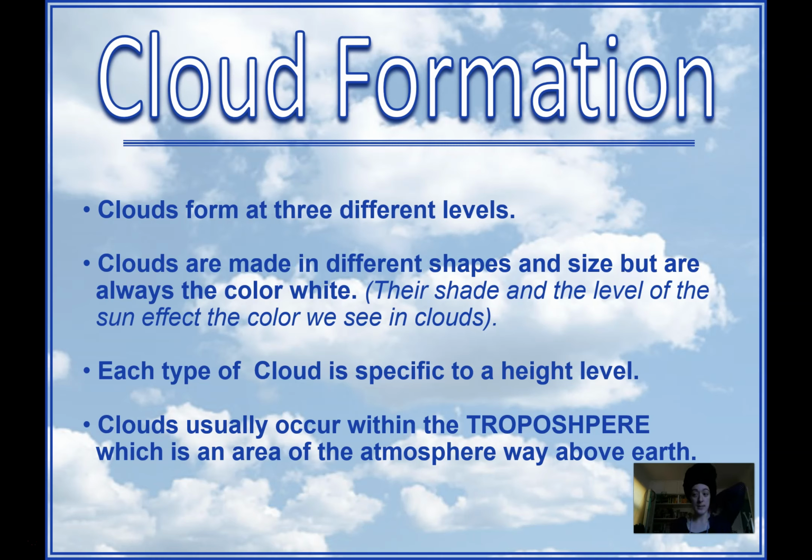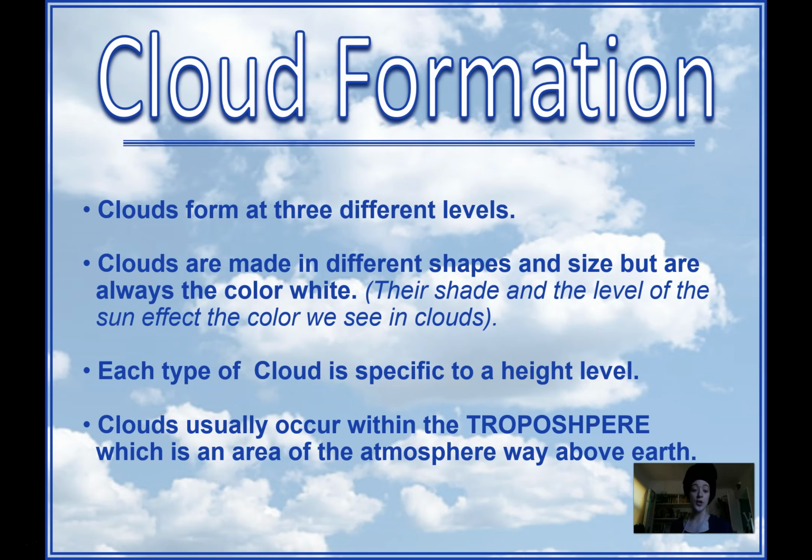clouds. Same with when we see pink or orange or purple clouds, that's not the actual color of the cloud. That's just the color of the light reflected in the cloud. So clouds are white and puffy. Each type of cloud is specific to its height level. So at the low, medium, and high levels, different types of clouds are forming at each of those levels.